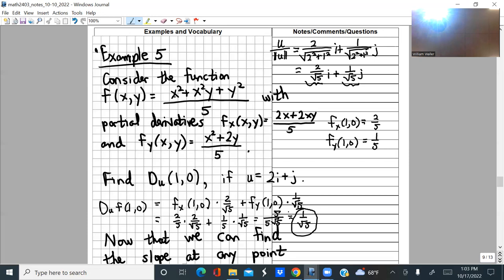Okay. So at that point, on this surface, which we've looked at over and over again, when x is 1 and y is 0, that surface is increasing in this direction, right? So in the same direction as this vector, that surface is increasing at this rate.